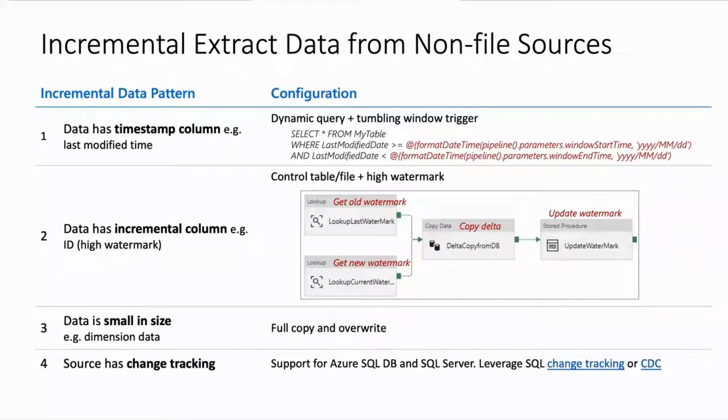So this basically will help you pull only data from a particular timestamp till the current date time value. And this is how the pipeline would look like. You will have a lookup to get the old watermark. What was the last watermark that you successfully copied? And then get the new watermark as well. The new watermark could be just the current date time.